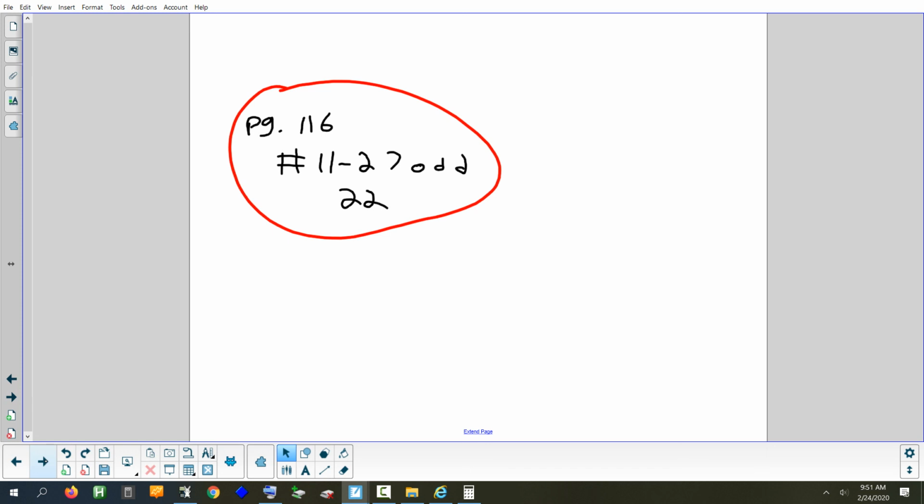So that'll be for tomorrow. Okay, so homework in the book. I think tomorrow night's homework is a worksheet. So if you are not here tomorrow, I'll try to remember to put the worksheet in the video. But yeah, tomorrow you won't need your book anymore. Okay, so it's 11 to 27 odd. And also I want you to do number 22.